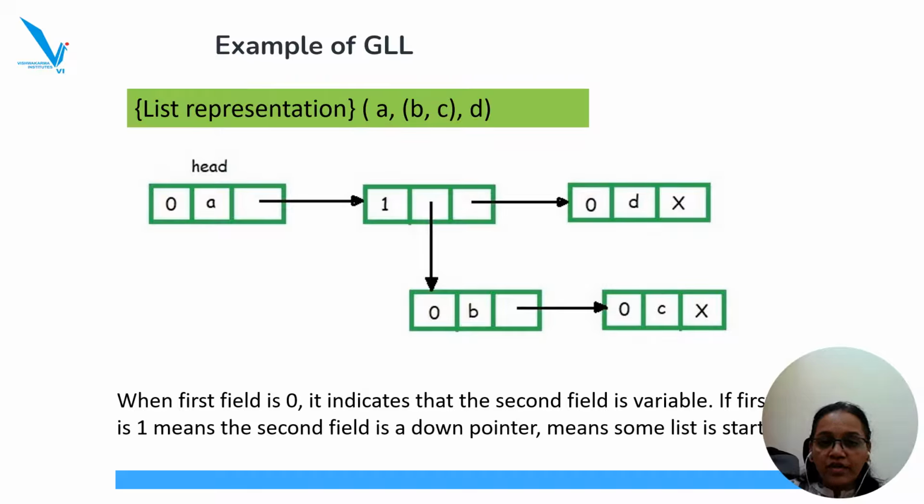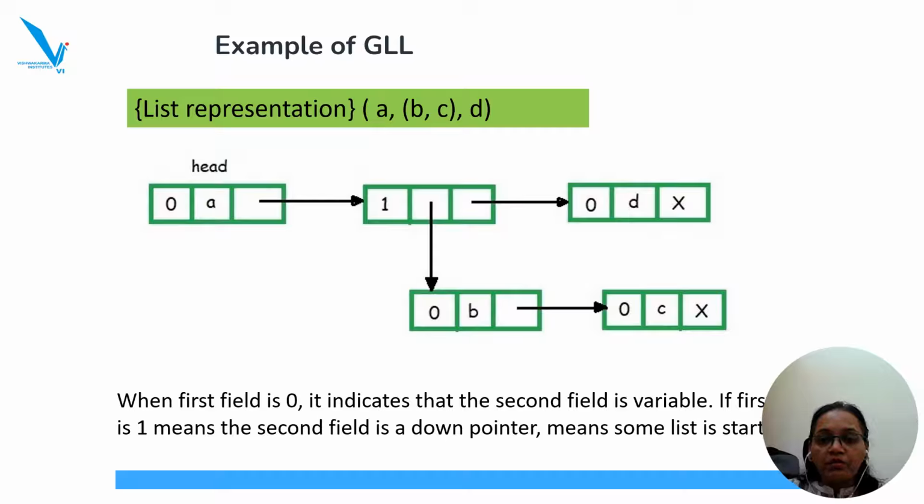Now check out the second node. Flag is 1, which means the down pointer is available. Down pointer available means what? There is a sublist. Which is that sublist? It contains 2 elements, B and C. For B, flag is 0, which means there is no further down pointer, and the next pointer goes to C. For C also flag is 0, meaning there is no down pointer, and it is the last element, so the next pointer is null.